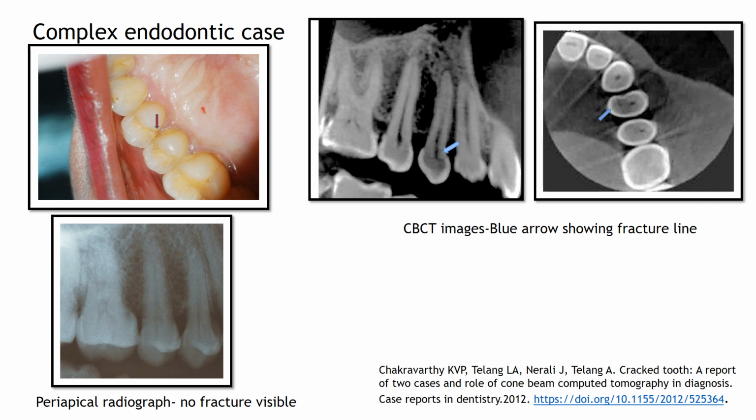This is just an example of a complex endodontic case where clinically the fracture line or the crack line was not visible. The patient was in pain and the panoramic or the IOPAR could not visibly show any fracture line. The fracture line was visible on a CBCT image, which is indicated with this blue arrow here, and thus helped the endodontist understand at what level the fracture was, where the fracture was, and what the treatment has to be done.